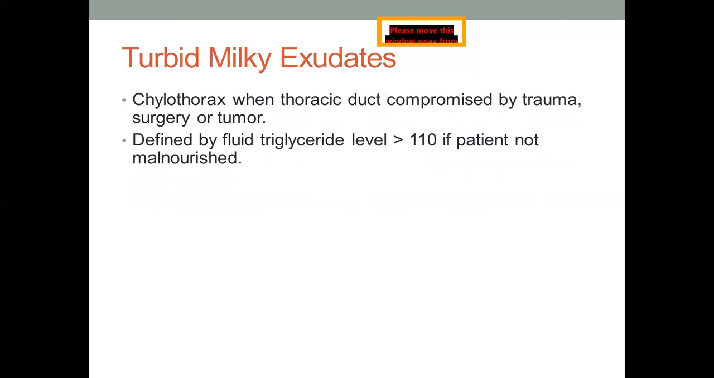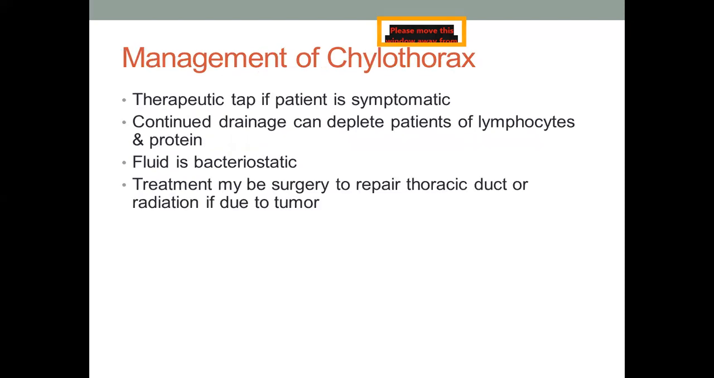In chylothorax, there is turbid, milky exudate, mainly due to trauma, surgery, or tumor. Chylothorax is defined as when the fluid triglyceride level is more than 110, then that is called chylothorax.